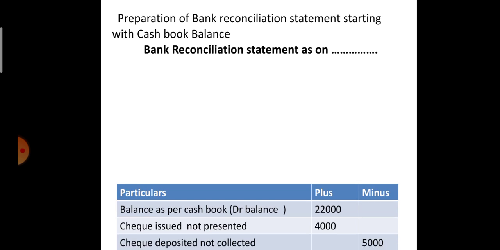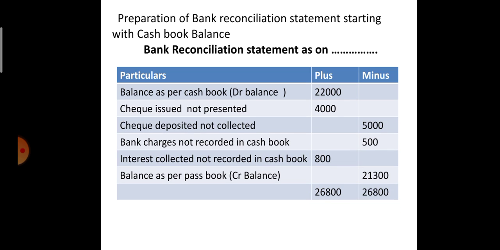The bank reconciliation statement format is like this. There will be 3 columns: particulars, plus, minus. The first item is the balance as per cash book. The cash book balance is given, a favorable balance of 22,000 rupees.